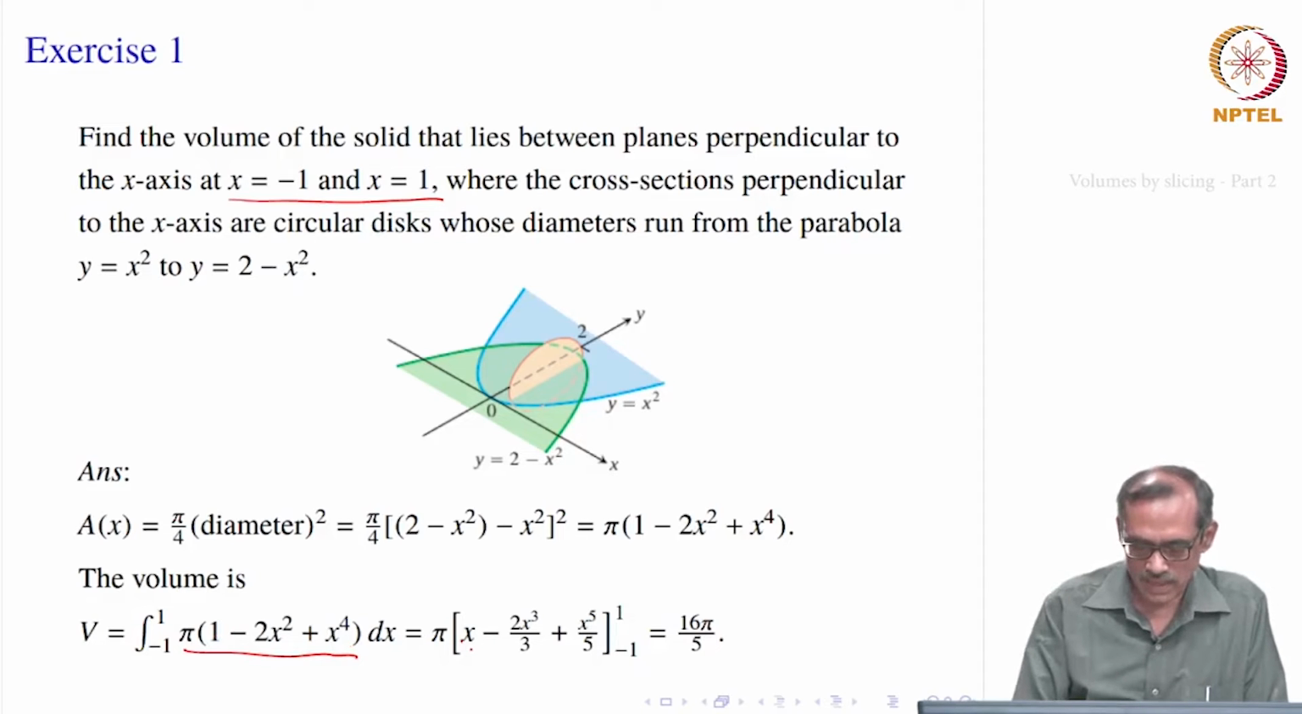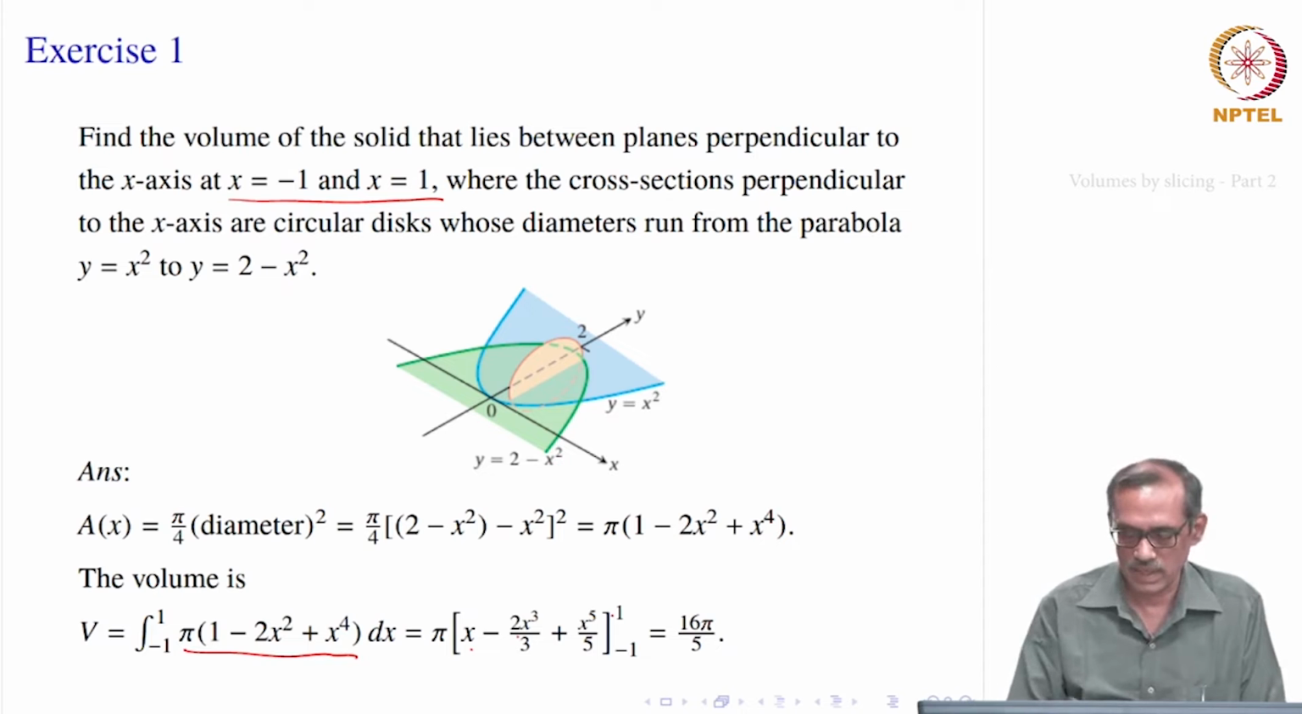So, one integral is x, and x square is x cubed by 3, 2 remains, x fourth is x fifth by 5, and this is to be evaluated at 1 and -1 and subtracted. So, that would give rise to 16 pi divided by 5.